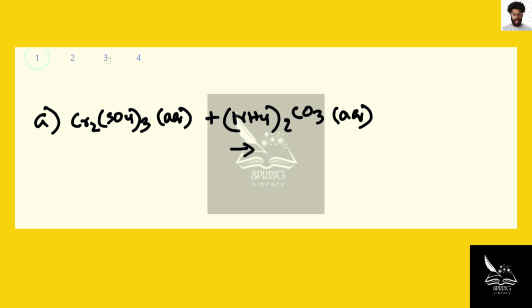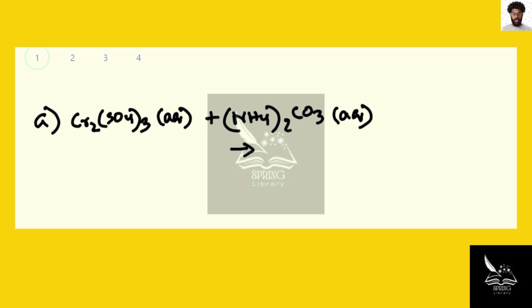So to write down the balanced net ionic equation for each reaction, first you have to write down the balanced molecular equation. From there, we'll have to find the total ionic equation, and from there we can find the net ionic equation. So let's start with the first one, where we have chromium sulfate reacting with ammonium carbonate.